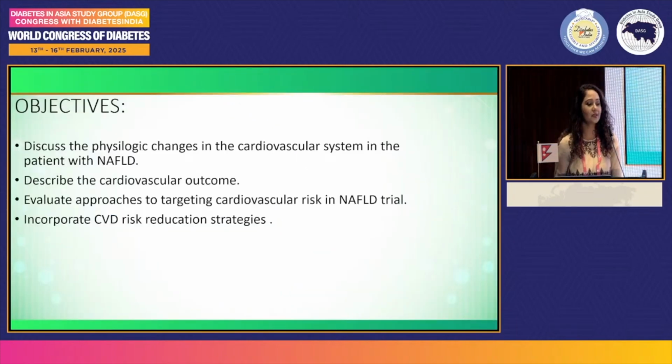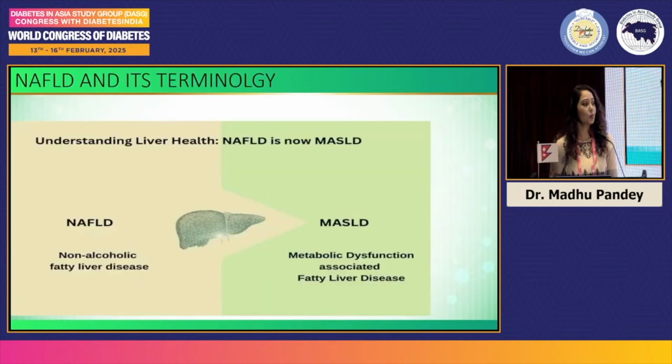So we are going to discuss the physiological changes in the cardiovascular system in patients with NAFLD, describe the cardiovascular outcome, and evaluate the approaches to target cardiovascular risk in NAFLD trials, incorporating CVD risk and risk reduction strategies. So we have the terminology now for understanding liver health. MAFLD is also known as MASLD, non-alcoholic fatty liver disease, metabolic dysfunction associated fatty liver disease.